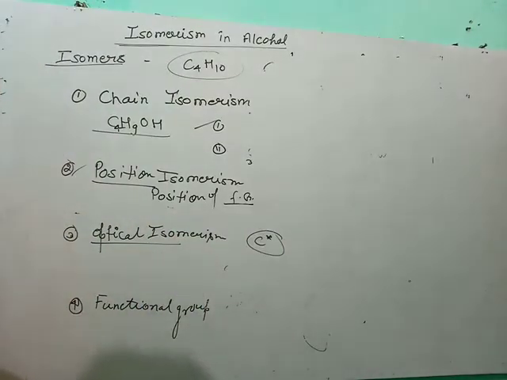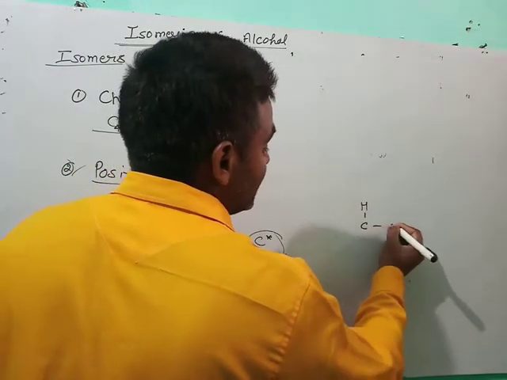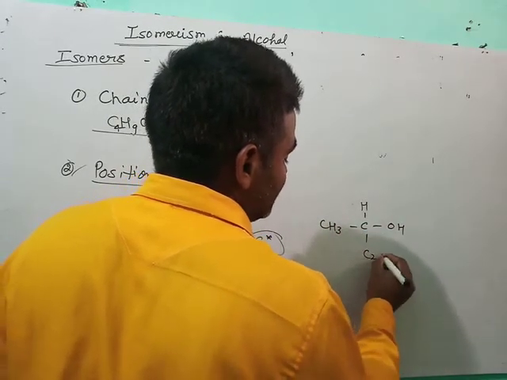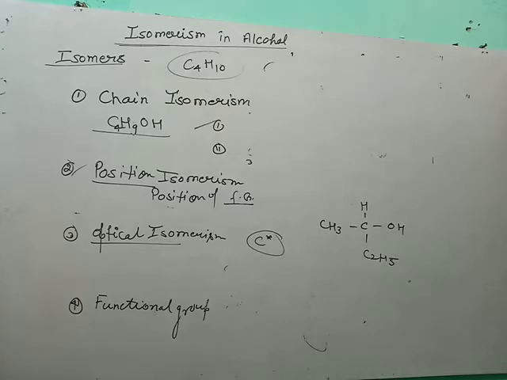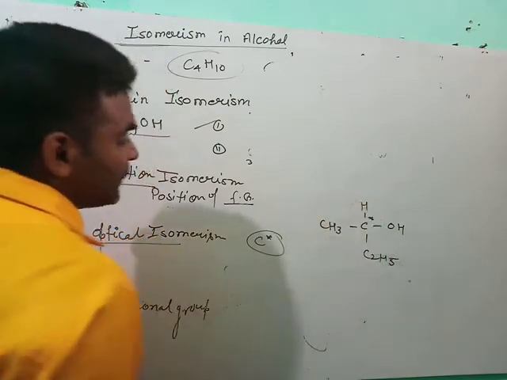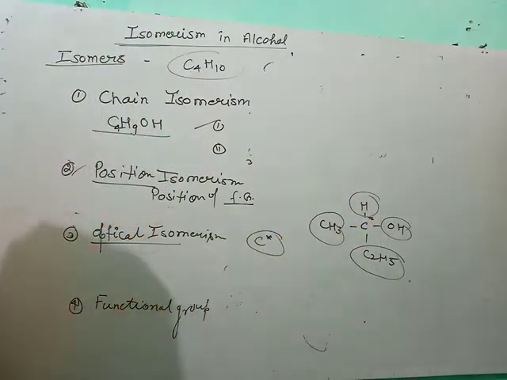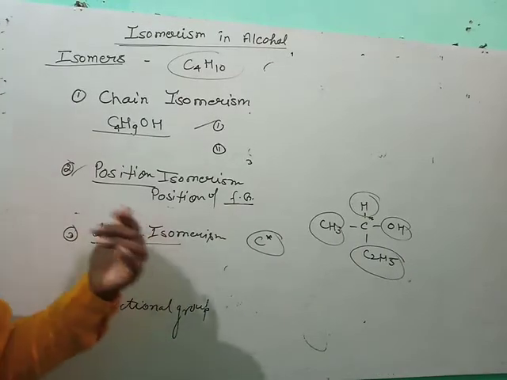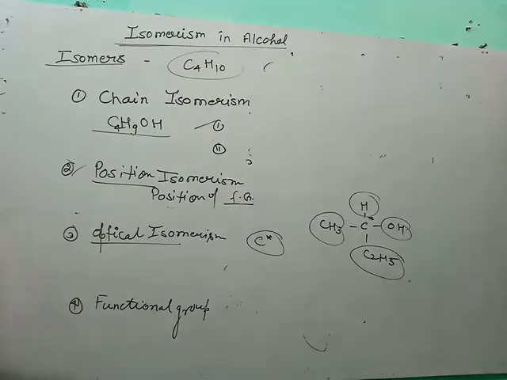That means an organic compound in which there is at least one carbon with all 4 valencies bonded with 4 different groups, like this: H, C, OH, CH3 and C2H5. In this example, this carbon contains 4 single bonds, 1, 2, 3 and 4, but all 4 valencies have different groups. So this is called a chiral carbon, and this compound can show optical isomerism.